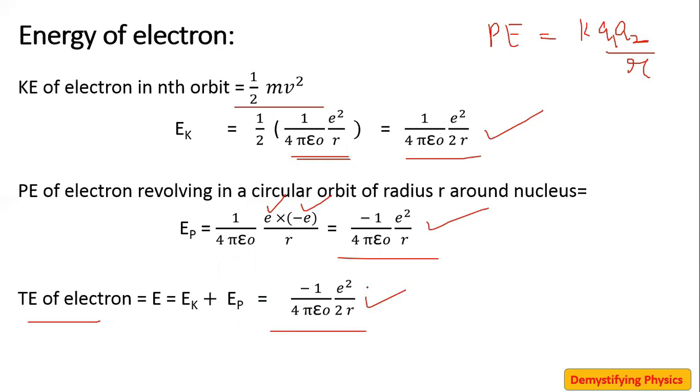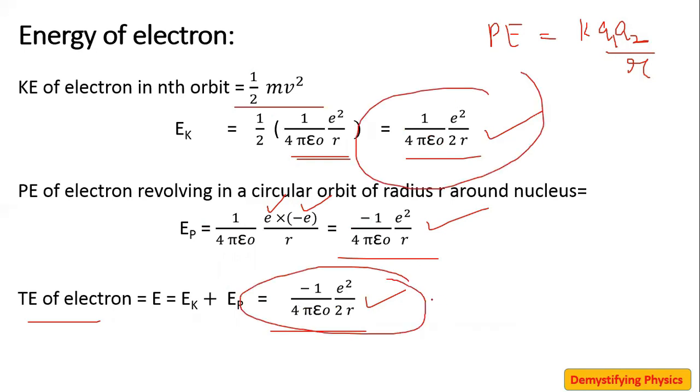Now look from here that the total energy is the negative of the kinetic energy. What do you mean by this, that total energy is negative? That means the electron and nucleus form a bound system. The electron and nucleus form a bound system.